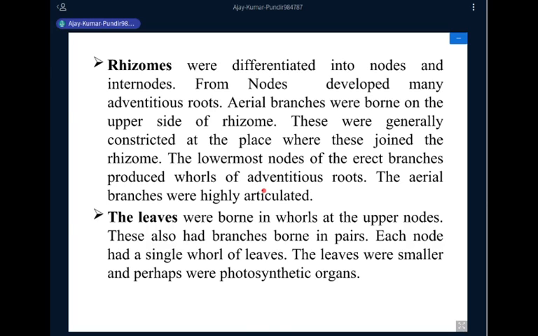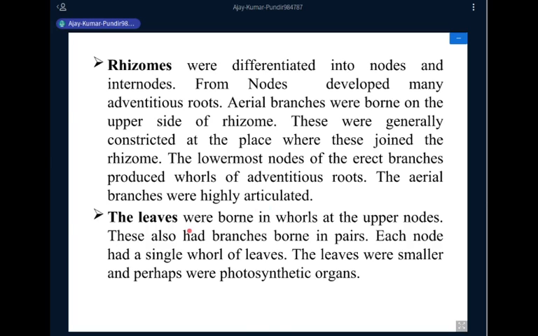Because the root of the fern is not well developed, the primary root is not developed; instead there are adventitious roots. It is very similar to monocot plants of angiosperms. The aerial branches were highly articulated, as you see in the picture.